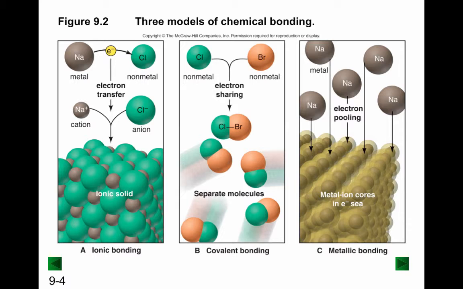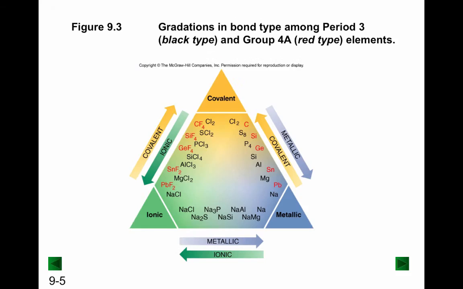Figure 9.2b illustrates the formation of a covalent compound through the sharing of valence electrons. The electron pair is localized between the two nuclei of the atoms engaged in the covalent bond. And finally, figure 9.2c illustrates the formation of a metallic bond through the pooling of electrons. Figure 9.3 shows the gradations in bond type among the period 3 elements shown in black and the period 4 elements shown in red.